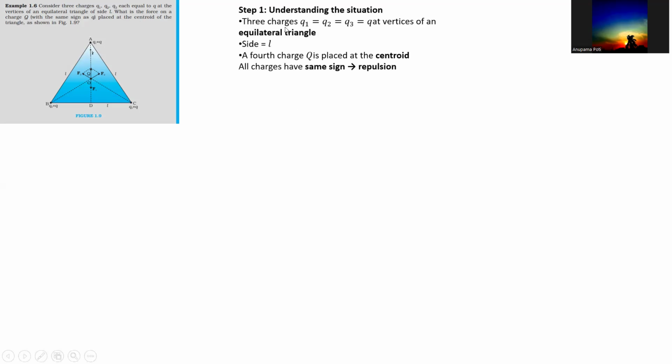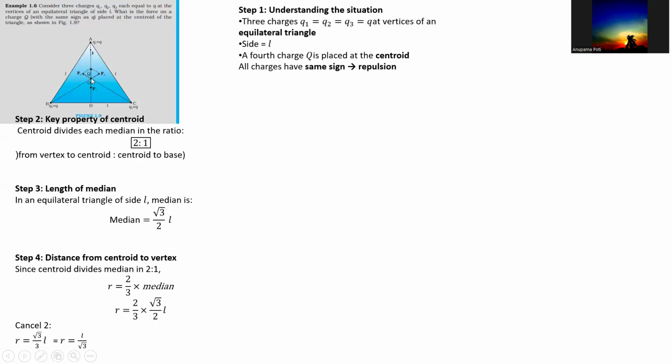What is given here? The charges kept on the vertices, Q1, Q2, Q3, are all equal. Second, there is an equilateral triangle. The fourth charge, capital Q, is kept at the centroid. Now, this is the centroid, right? Yes. The centroid divides the median in the ratio 2:1. Suppose this part is equal to 2 and this part is equal to 1.